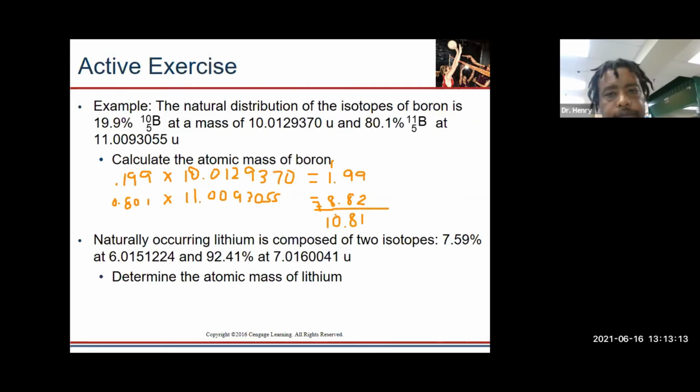Yes, no, maybe? Okay, so we could do the same thing here in the case of lithium. If we have lithium 6 and lithium 7, in the case of lithium 6, we have 0.0759 times 6.015122.